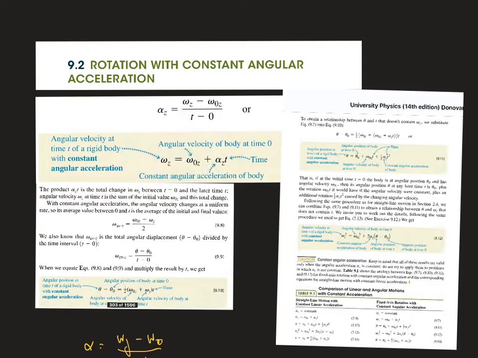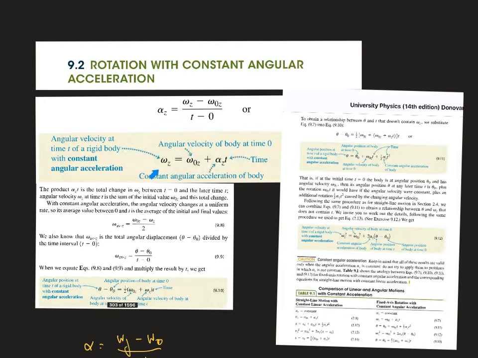Well, this part is about the equations of movement for a rotational motion in the case that the angular acceleration alpha is constant. If the angular acceleration alpha is constant, it means that the change in the angular velocity is constant per unit of time. So from this equation, you can easily find this equation.